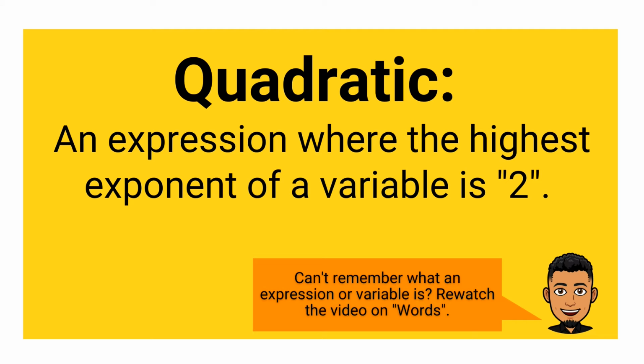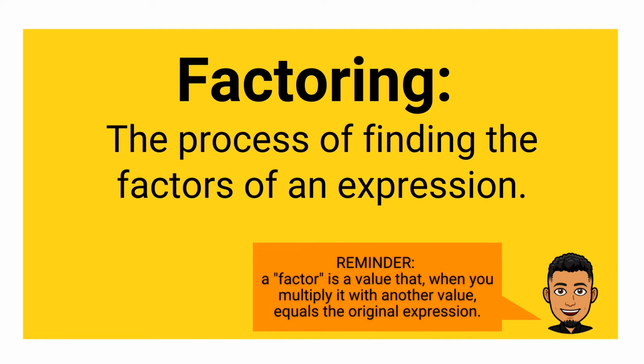So what is a quadratic? This is an expression where the highest exponent of a variable is 2. And if you can't remember what an expression or a variable is, please rewatch the video on words linked in the description below. Now, factoring, this is the process of finding the factors of an expression. Now, here's a reminder. A factor is a value that when you multiply it with another value equals the original expression. So, for example, 6 is a factor of 12, and 6 times 2 gives you 12.